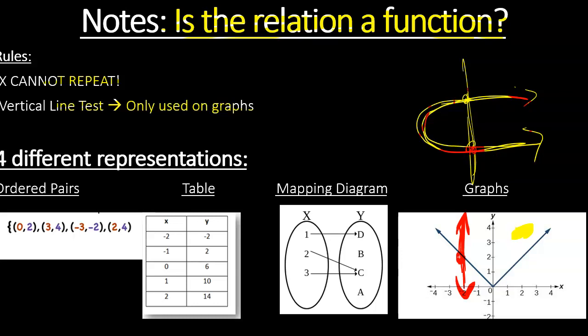When we're looking at relations to determine if they're a function or not a function, we're still going to be looking at the same representations that you've looked at in the past. Sometimes it's going to be sets of ordered pairs, sometimes a table, sometimes a mapping diagram, and sometimes a graph.